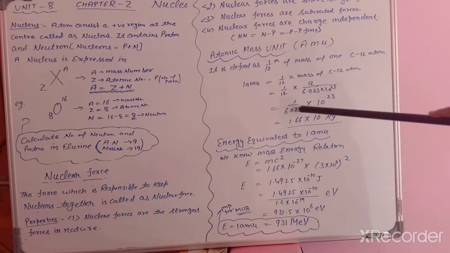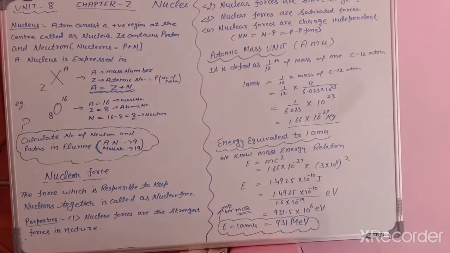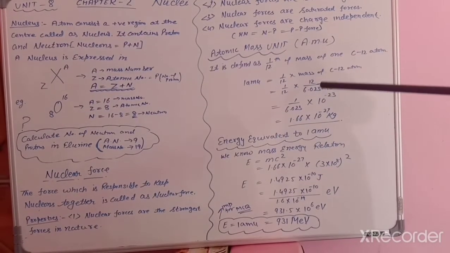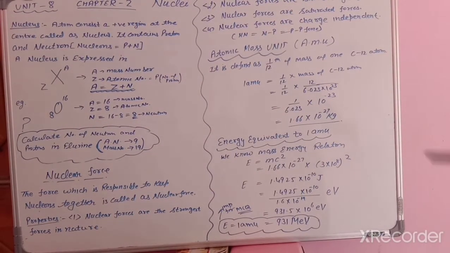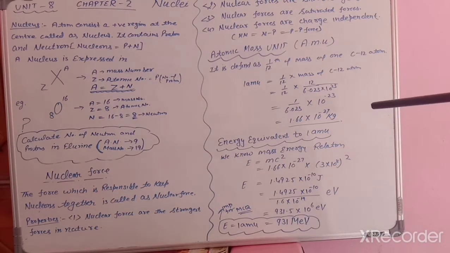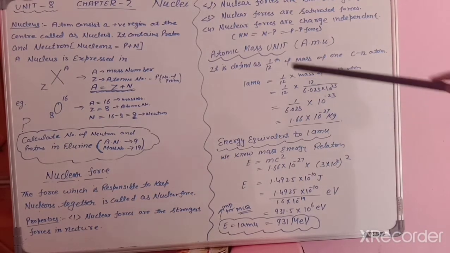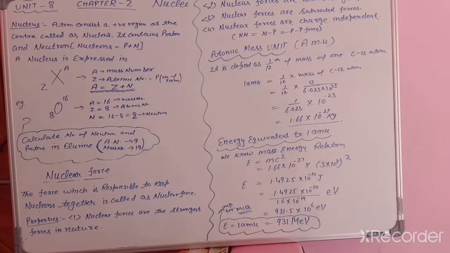You know in chemistry how to calculate the mass of one carbon atom. That is mass of the atom divided by Avogadro number. So it is 12 divided by 6.023 into 10 raised to power 23. Solve it, you will get your answer 1.66 into 10 raised to power minus 27 kg. So students, this is the value of 1 AMU, means 1 atomic mass unit.